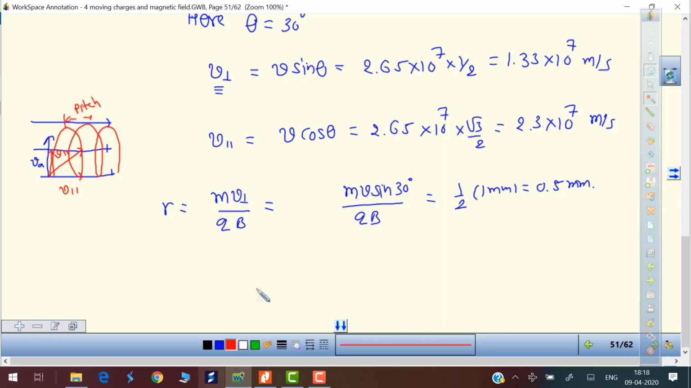So if you want to find out pitch, I can calculate pitch also. Pitch is equal to V parallel into periodic time. V parallel into periodic time is 2 pi m upon QB. So you put all these values and you will get the pitch. I am giving you this as work. Okay.